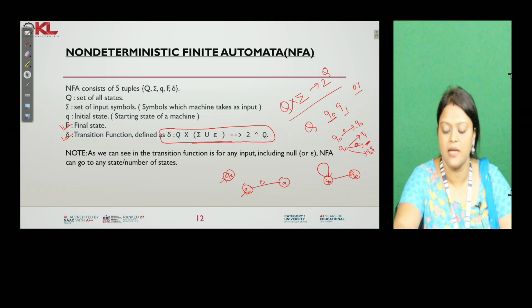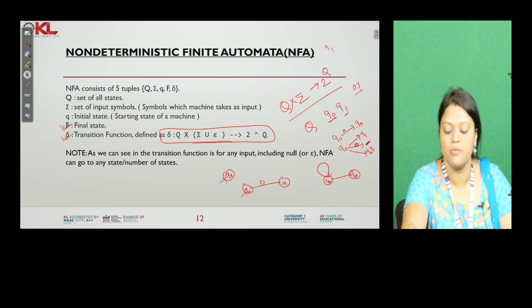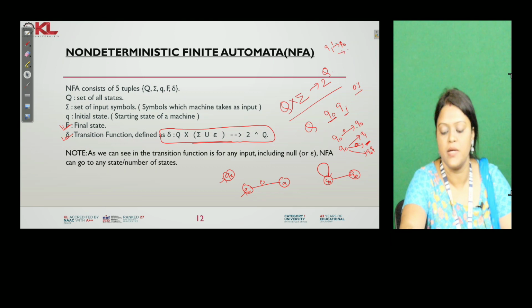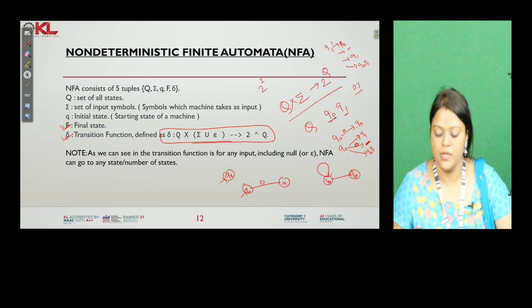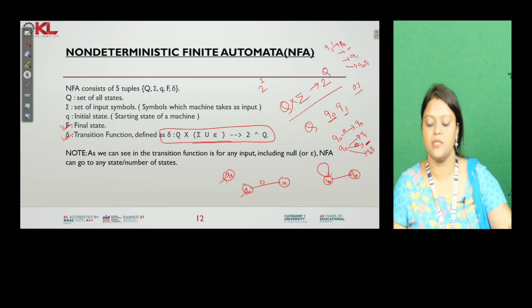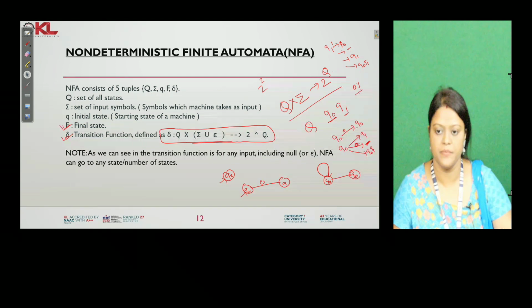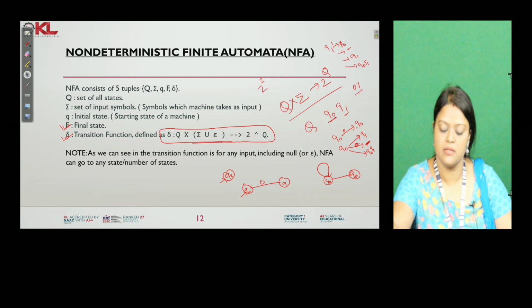Similarly, if we consider the other state and input, the same condition applies: Q1 by 0, Q1 by 1, we can go to Q0, go nowhere, go to Q1, or go to both Q0 and Q1. So there are 4 possible moves. Therefore 4 into 4 is 2 to the power 4, that is 16 combinations are possible for this, 2 to the power number of states for each input alphabet.